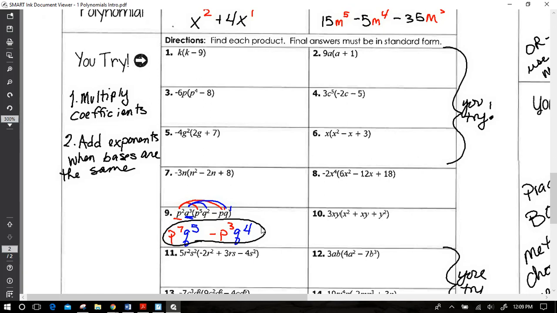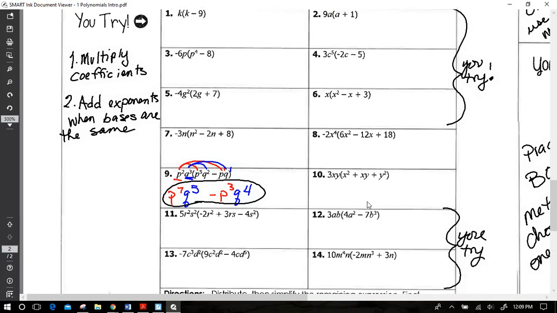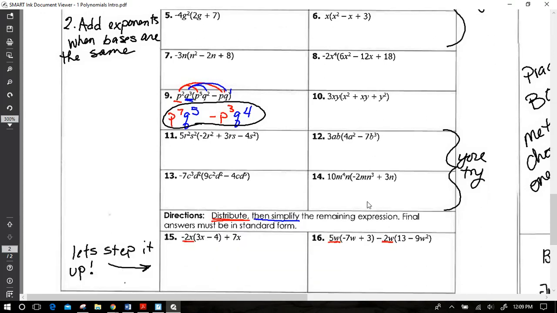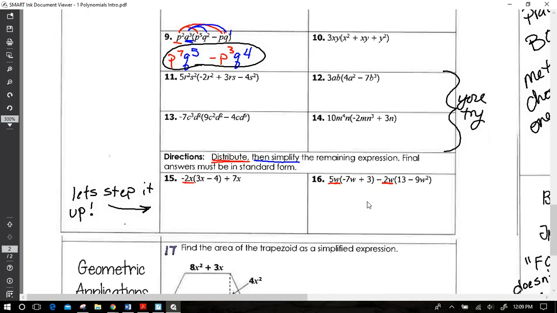So I do encourage you to try some of these examples. If you want to, pause the video and again use those tools that you utilize to check your work at home when you do practice assignments.